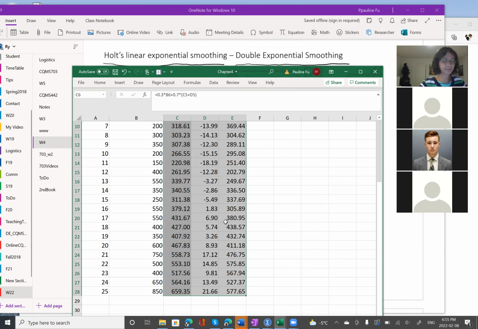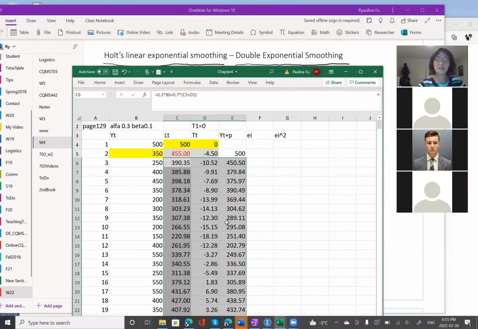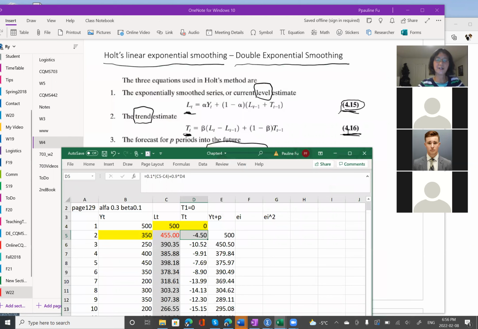Okay. Professor, could you show cell D5, please, the formula? D5 formula is 4.16. D5, 4.16. Thank you. You're welcome. Thank you for asking. Any other questions?